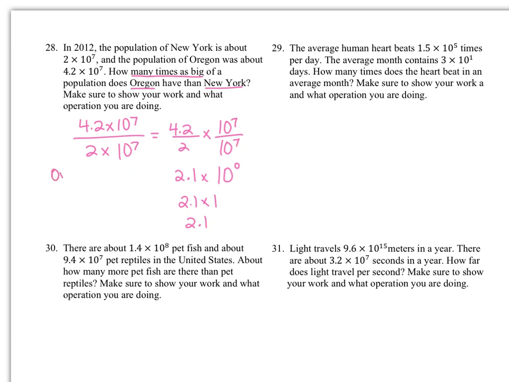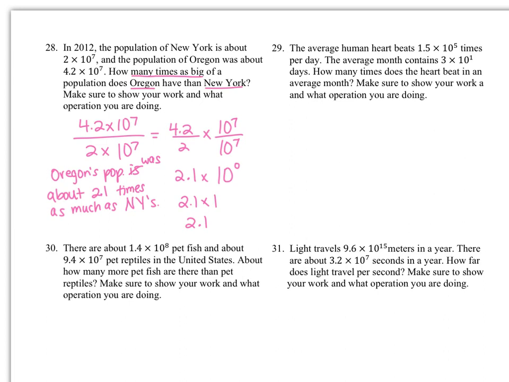So Oregon's population, I'm going to abbreviate here, was about 2.1 times as much as New York's. You don't abbreviate, I'm doing it to go quicker in the video.